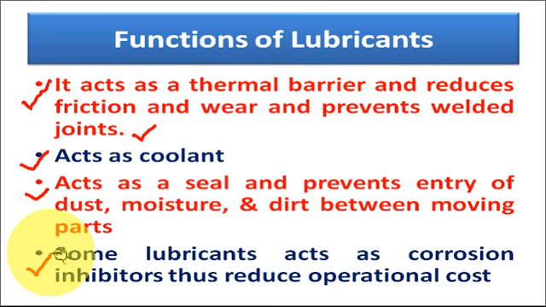Some lubricants act as corrosion inhibitors, thus reducing the operational cost, because the layer of the lubricant on the metal surface actually prevents the direct contact of the metal surface with its environment. So it prevents corrosion also.